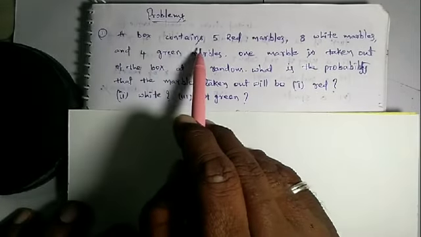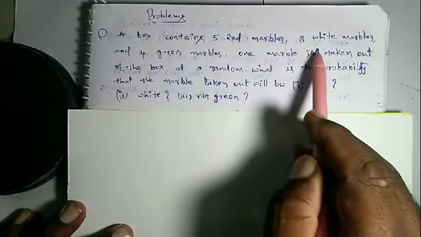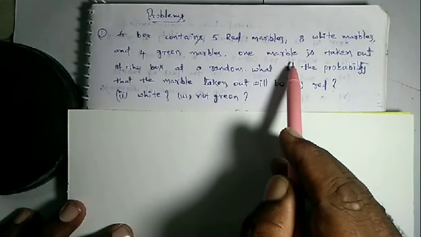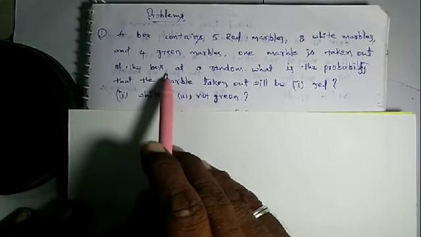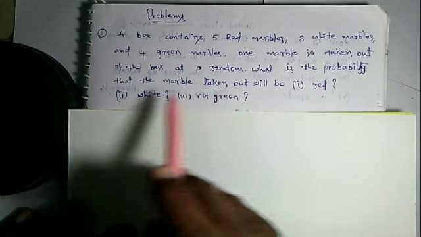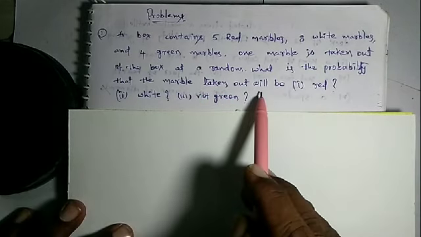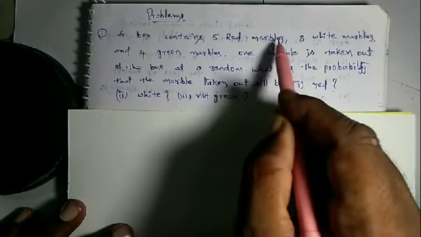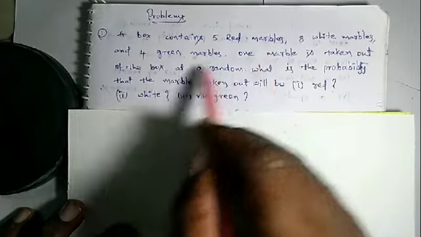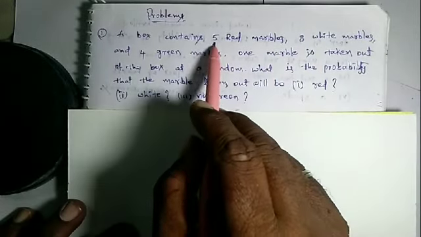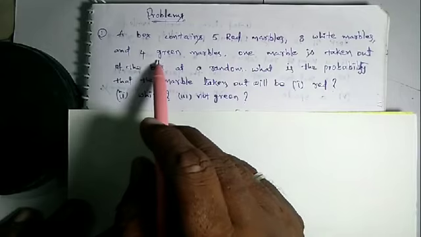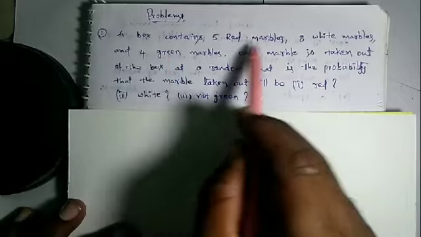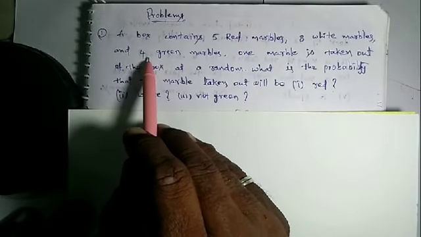A box contains 5 red marbles, 8 white marbles and 4 green marbles. One marble is taken out of the box at random. What is the probability that the marble taken out will be red, white, not green? In this problem, marbles are given in 3 different colors: 5 red, 8 white, 4 green. That means our possible outcomes are the sum of these three colors of marbles.